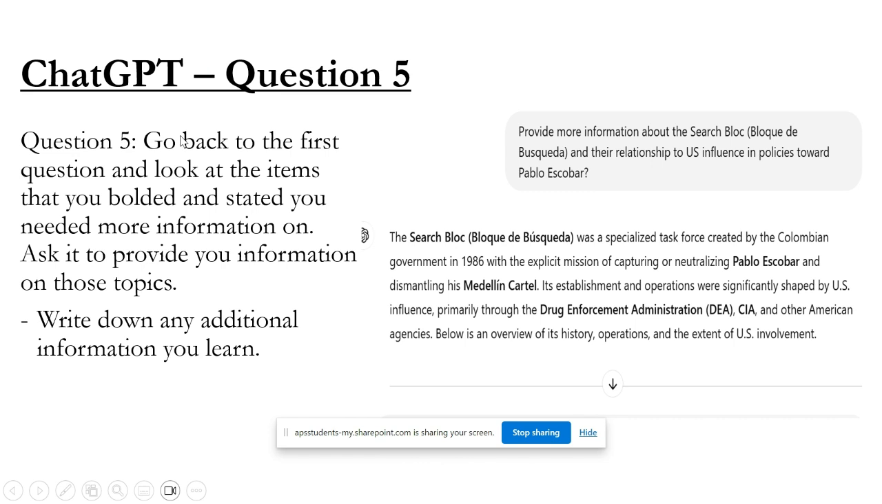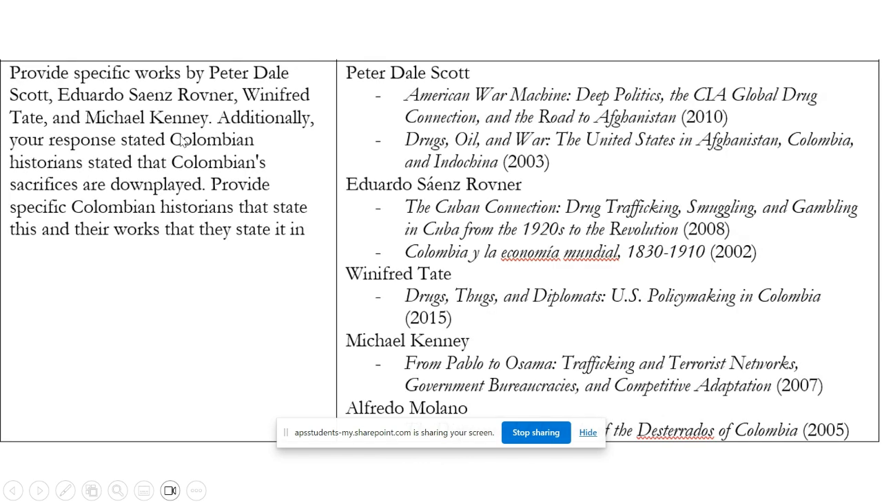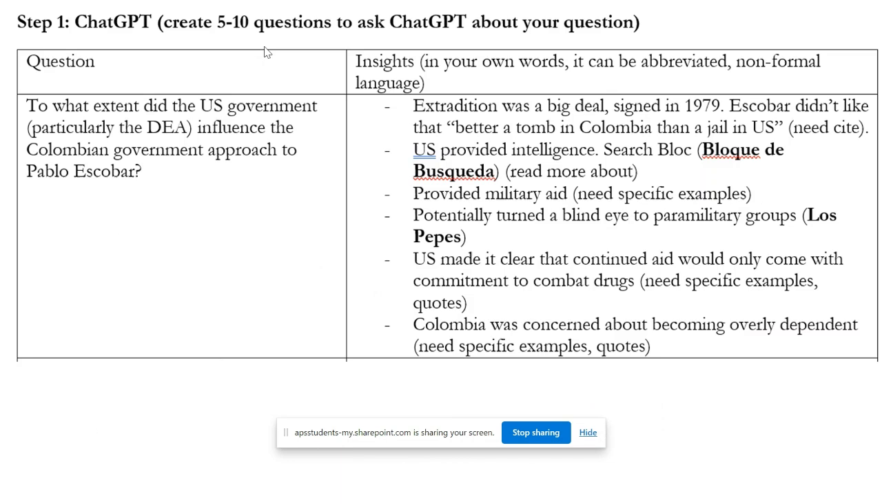So for question 5, this is where you're going to go back to question 1. And with question 1, I had these bolded terms that I wanted more information about, and I wanted more specific examples for certain things.